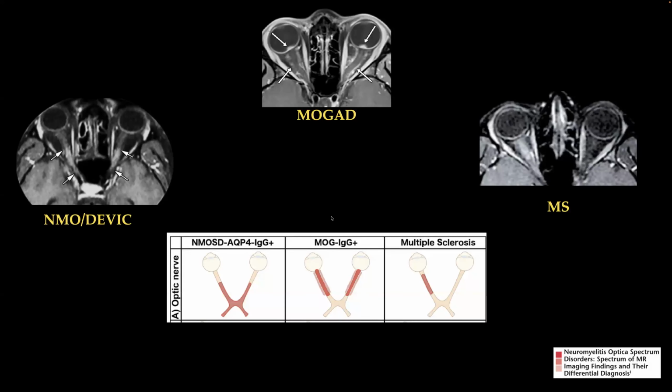Sorry, these are just the involvement of optic nerves in various diseases. NMO, more anterior pathways, proximal pathways; MOG, more perioptic neuritis; and MS, more unilateral.